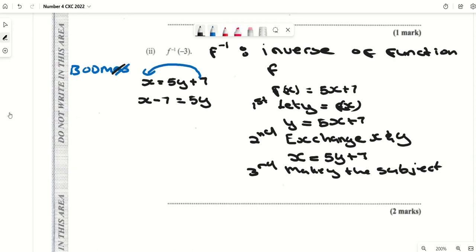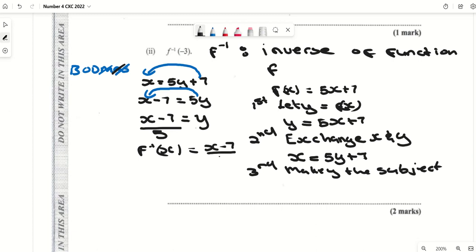We do the addition, right? Then we see if it has multiplication. It does. 5y means 5 multiplied by y. So you're going to carry across the multiply by 5. And if we carry across multiply by 5, the opposite of multiplication is division. So it's going to be x minus 7, all over 5, or divided by 5, is equal to y. Now, we made y the subject, so f inverse x is equal to whatever y is equal to, which in this case is x minus 7 all over 5.